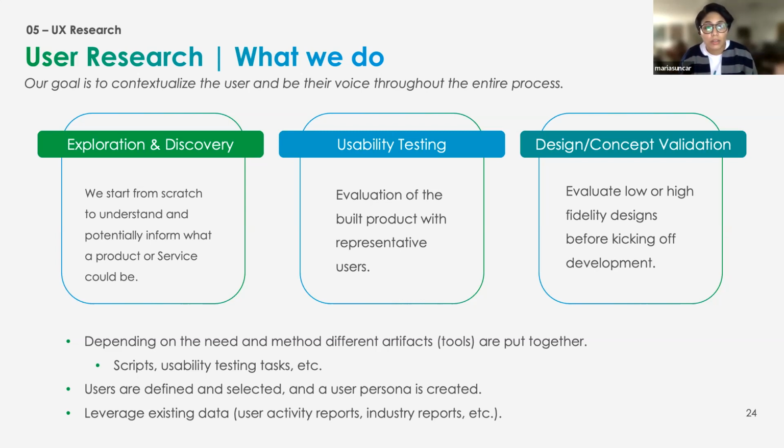So depending on the need and the method, we will put different artifacts together, as I mentioned before. If it's an interview, typically for exploration and discovery or concept validation, we will do an in-depth interview, a bunch of questions to the user to get the qualitative data. But we also take into account quantitative data: user reports, activity reports, all the tracking items within a page, how long a session lasted, how many clicks the person took to complete certain tasks. All of that we take into account. And then again, we define the users, we create that persona, and that feeds into the entire process of how we decide to execute the research.